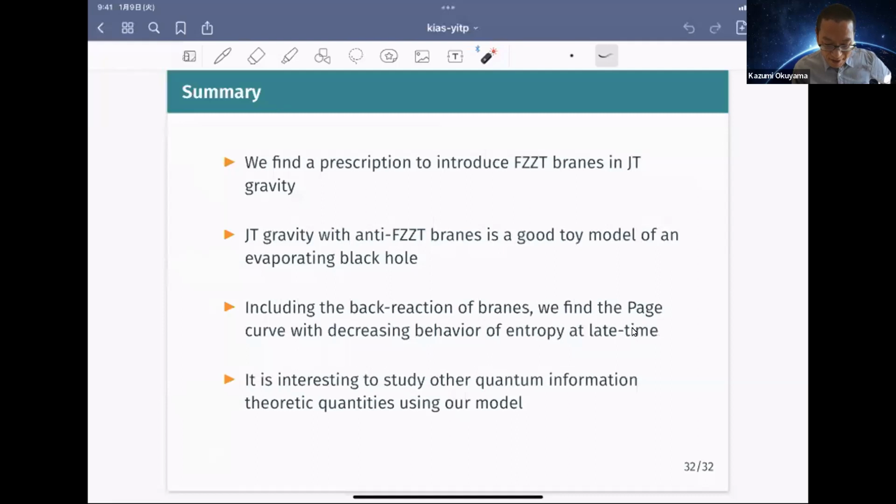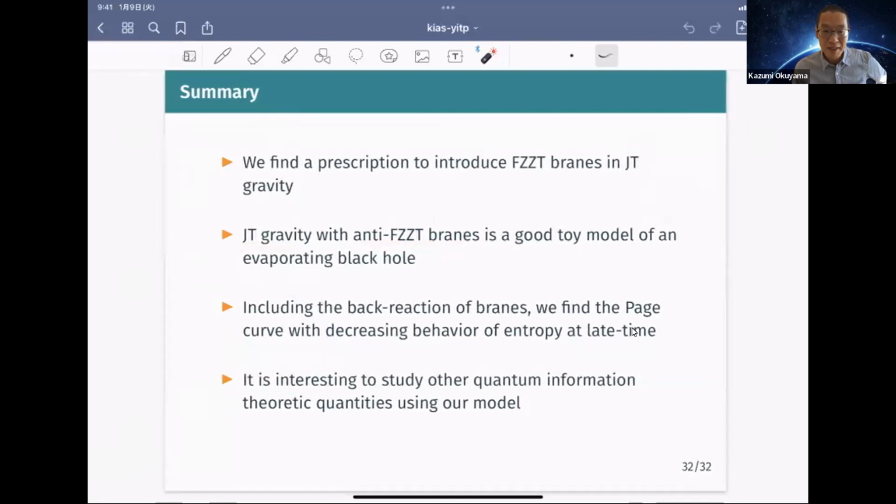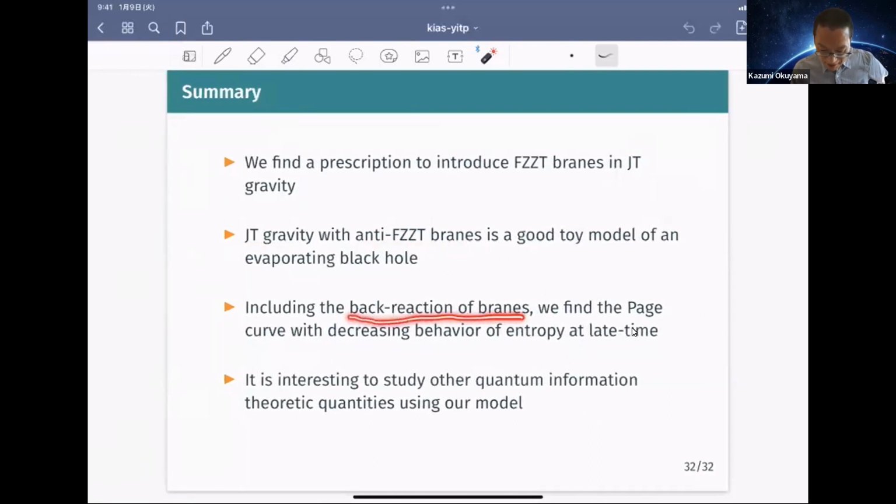We find the prescription to introduce FZZT branes in JT gravity matrix model. As I explained in this talk, the JT gravity with anti-FZZT branes is a very good toy model for an evaporating black hole. And in particular, including the back reaction of branes, we found a Page curve with a decreasing behavior of the entropy at late time. So this is the main difference from the original paper by Penington, Shenker, Stanford and Yang. For the future program, it's very interesting to study other quantum information theoretic quantities using the model.